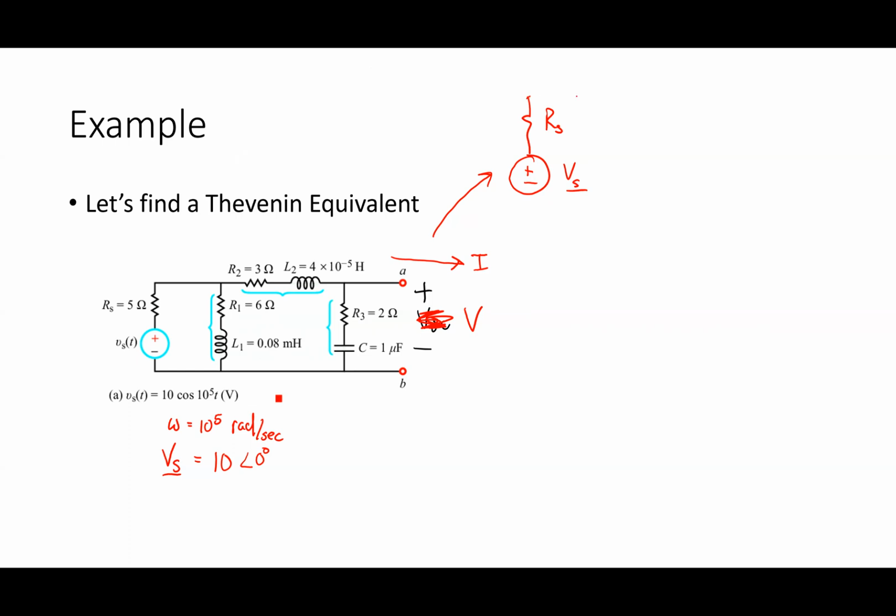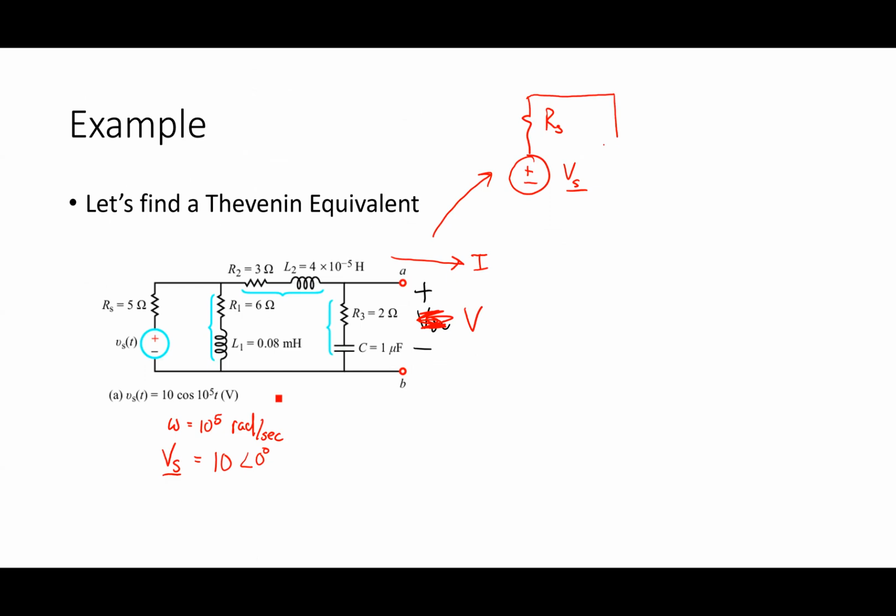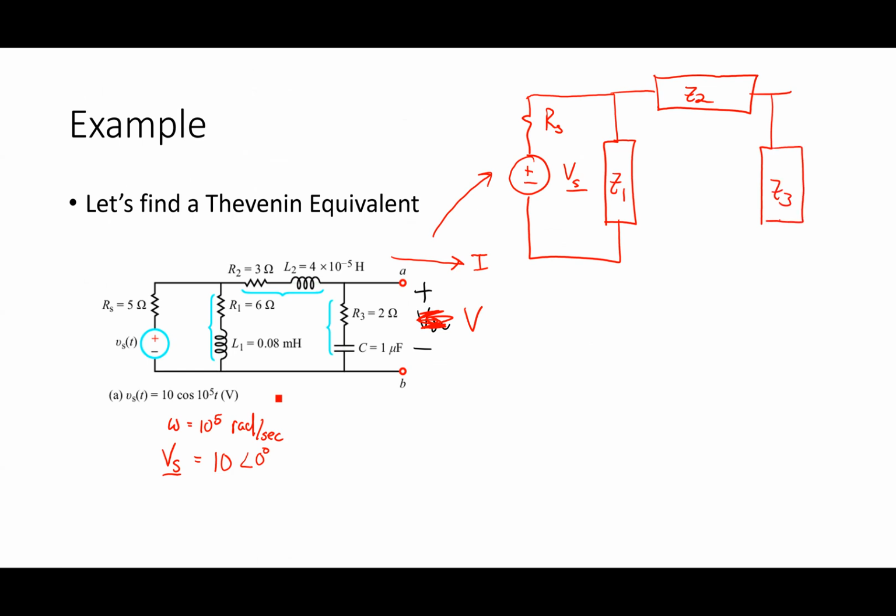So I'm going to call this Z1, this Z2, and this here Z3, just to be consistent with what I did here. I just put them as boxes because it's unclear whether they're capacitors or inductors or whatever. And there's V right there.